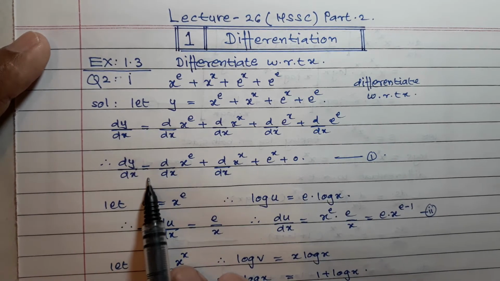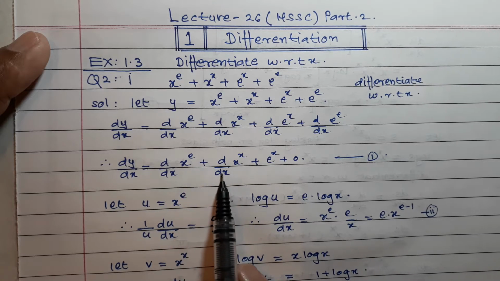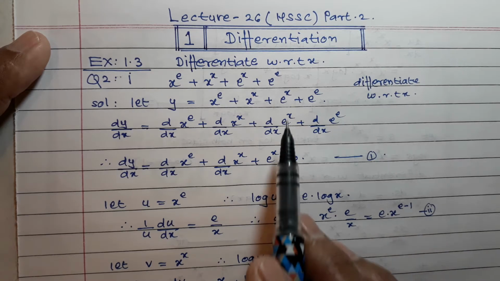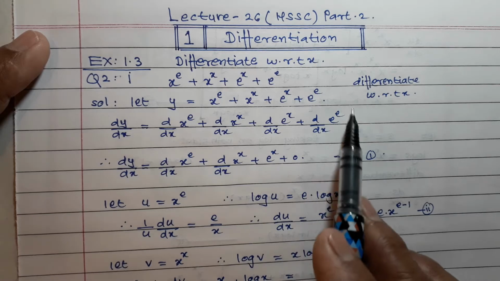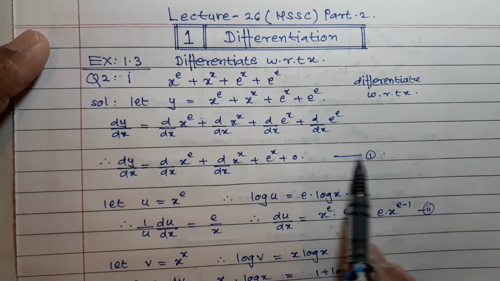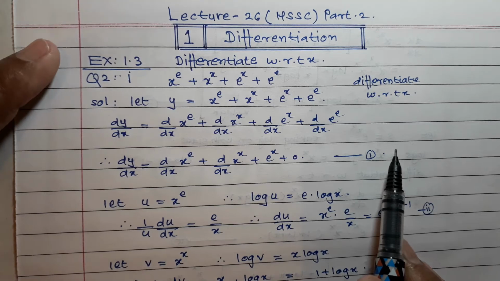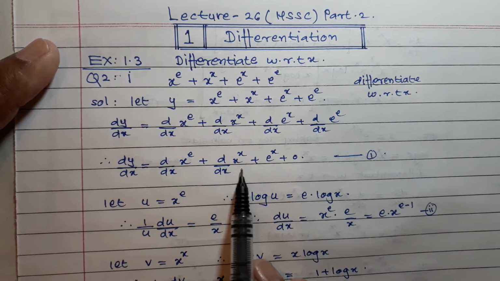So dy/dx = d/dx x^e + d/dx x^x + the derivative of e^x, which is e^x, and e^e is a constant, so its derivative is 0. Suppose this is statement number 1. Then I solve these two using logarithm.